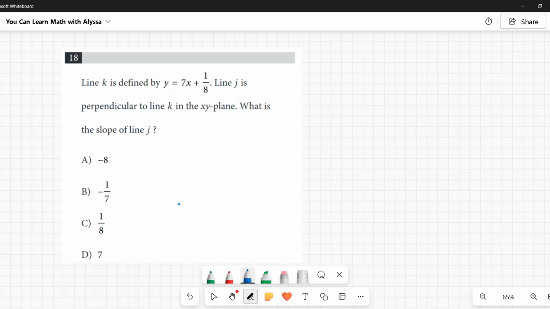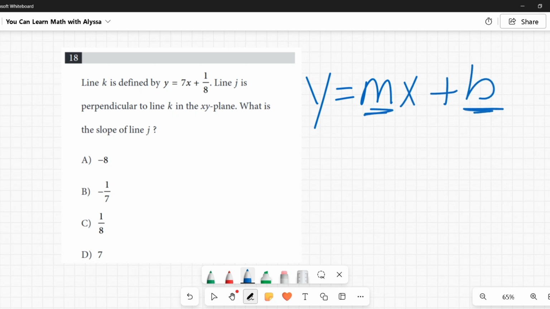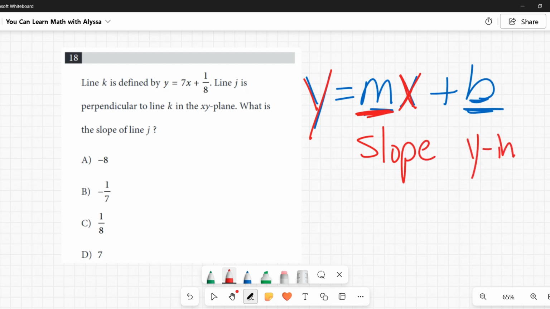So slope-intercept form is y equals mx plus b, where m and b are constants or numbers, and the x and y are the variables, that they just stay there as x and y. If you have a line that is in this format where it's y equals a bunch of stuff on the other side, then your m next to the x, the coefficient of the x, is your slope, and your b is your y-intercept.